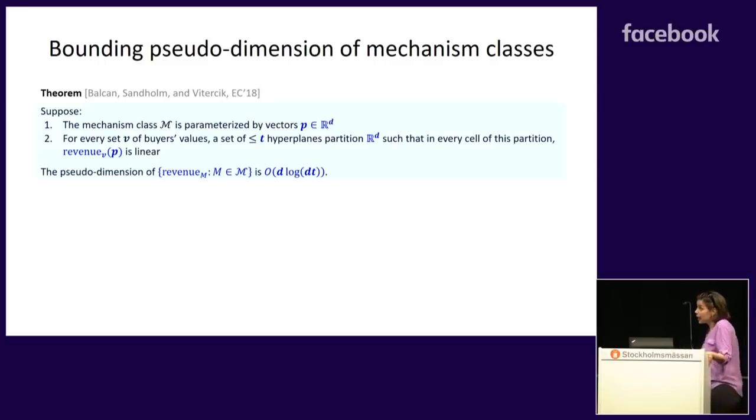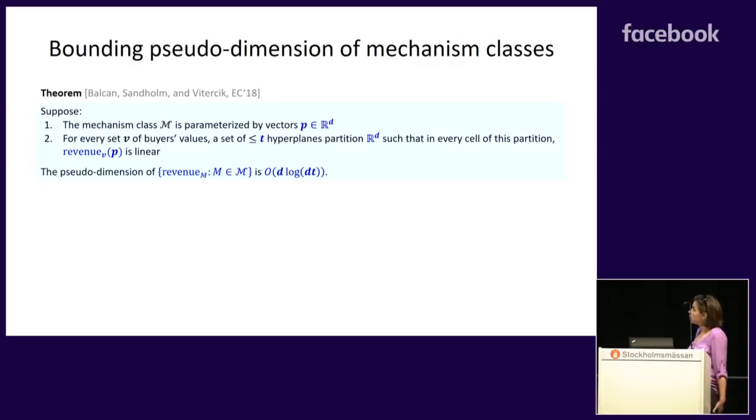If that's the case, then we can show that the pseudo dimension of this family of mechanisms is actually small. It's only on the order of d log dt, where d is the dimension of the parameter space. Notice that the number of hyperplanes appears in the pseudo dimension bound, but the dependence on it is very small. It's only logarithmic. So that's an interesting result we can show.